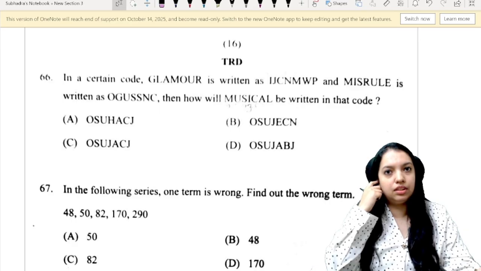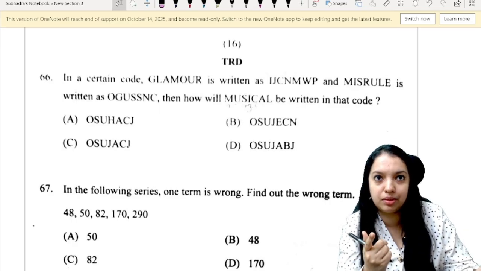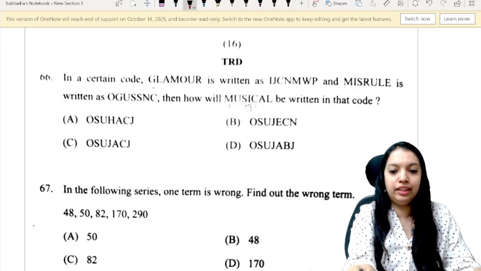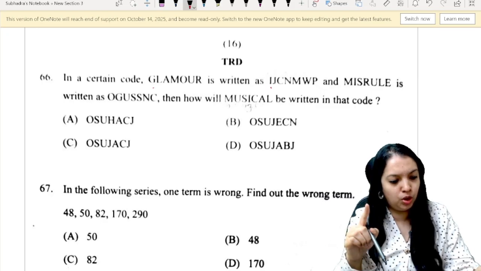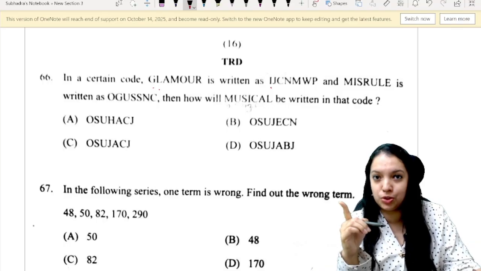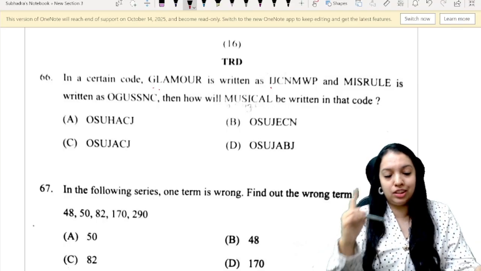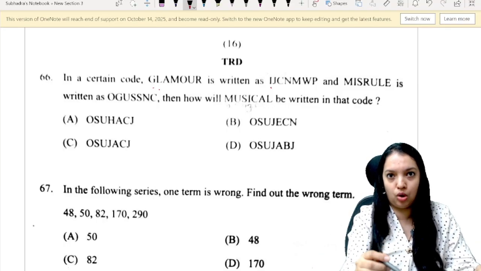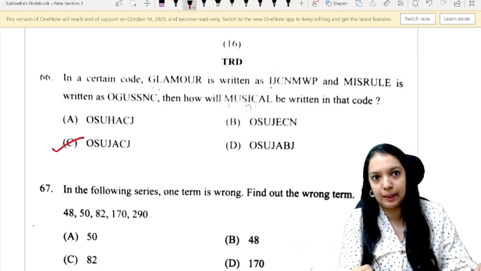Next question is about following the pattern from the gematria chart. When you take G, it has become I, which is plus 2. When you take the next one, L, it has become J, which is minus 2. So you will take plus 2, minus 2, plus 2, plus 1, and so on. Correct option is option C.